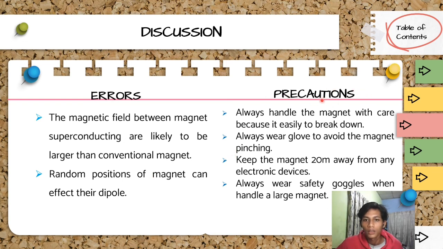For the precautions, first, always handle the magnet with care because a magnet easily breaks. The second one, always wear gloves to avoid the magnet pinching. The third one, keep the magnet 20 meters away from any electronic devices. The last one, always wear safety goggles when handling a large magnet.